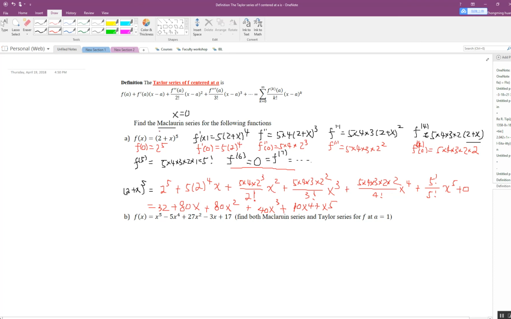So I would like to challenge you to expand this by hand. (2 plus x) raised to power 5, expand it. You will see actually it is this guy. So basically the Taylor polynomial is the Taylor series. It's just its expansion. So it's identical.